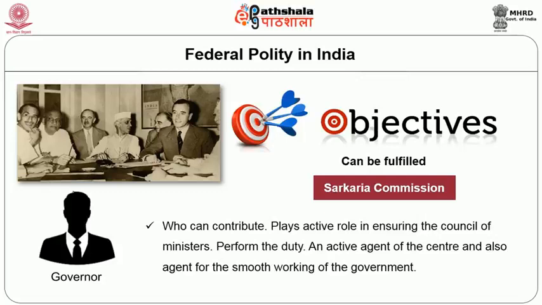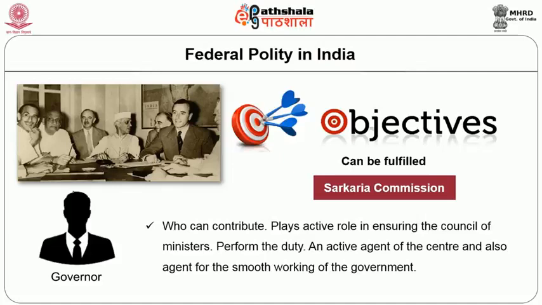Also, we should have an eminent person. It should not be that those who are rejected by the electorate are brought in as governor as a reward for their long-term service. The governor should be an active person, someone who can play a very active role in ensuring that the Council of Ministers performs their duty and the state legislature works smoothly, because one of the jobs of the governor is also to call the session, to call a special session.